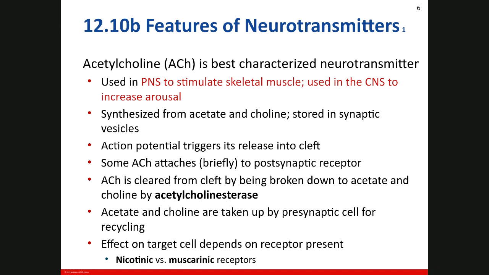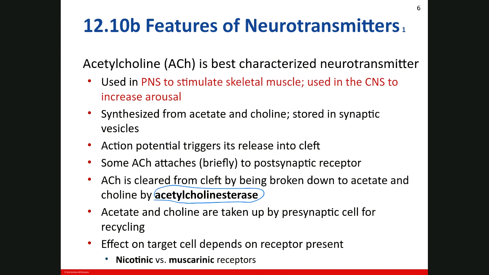Acetylcholine is synthesized from acetate and choline, and it is stored in the synaptic vesicle. Action potential triggers its release to the synaptic cleft. Some acetylcholine can attach to the postsynaptic receptor, and the other acetylcholine, which is not attached, is cleared from the cleft by being broken down to acetate and choline by the enzyme which we call acetylcholine esterase.